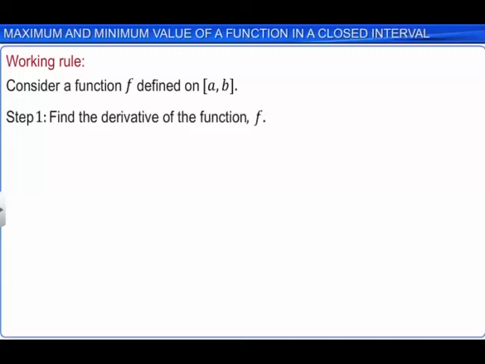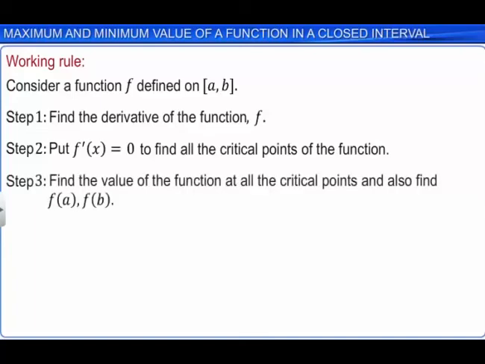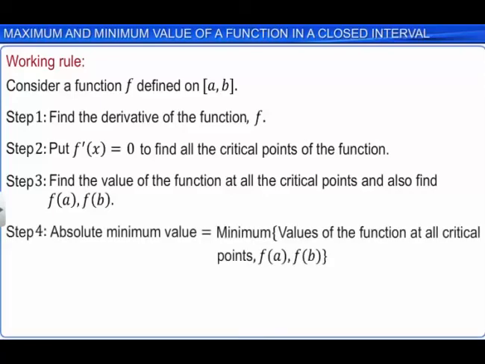After that, find the value of the function at all the critical points and also the value of the function at the endpoints. Now, the absolute minimum value of the function is the minimum of all the values of the function at all critical points as well as at the endpoints. Similarly, the absolute maximum value of the function is the maximum of all the values of the function at all critical points as well as at the endpoints.